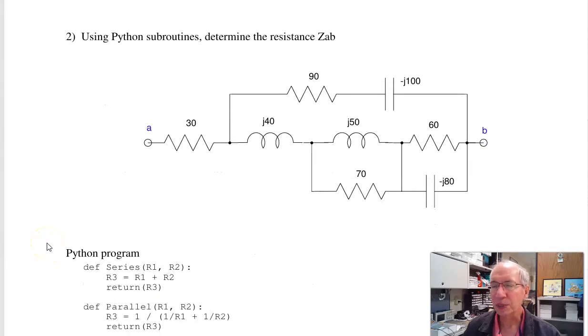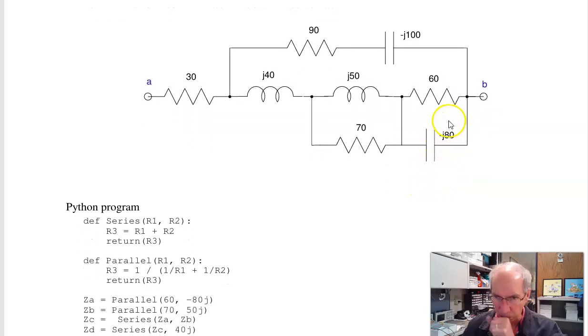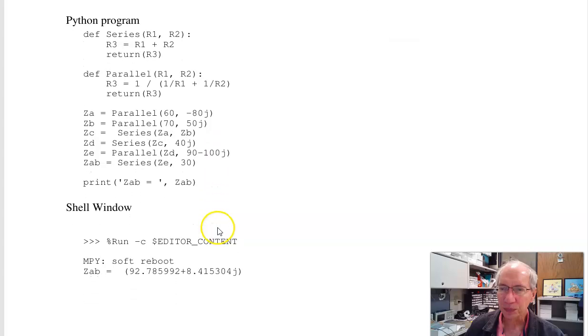That works for complex numbers too. I've got series and parallel, just like before. Take 60 in parallel with minus J80, plus J50 in parallel with 70. Put those in series with 40, in parallel with 90 minus J110, in series with 30. And I get the same answer we got in homework set number 1, 92 plus J8.